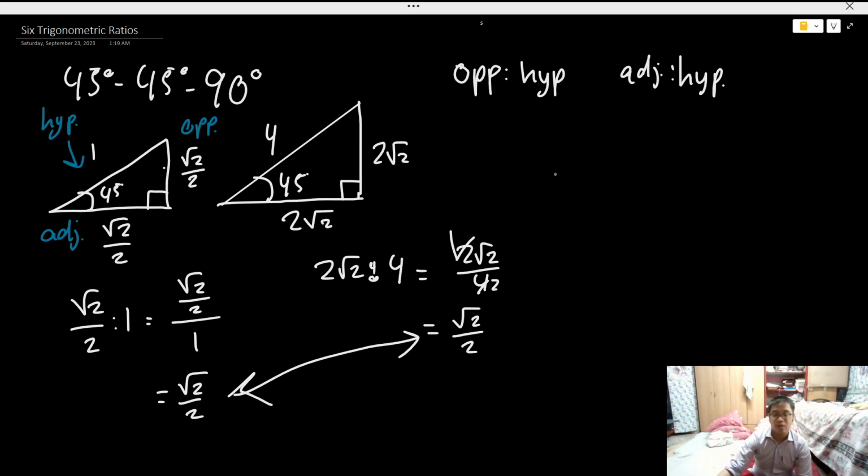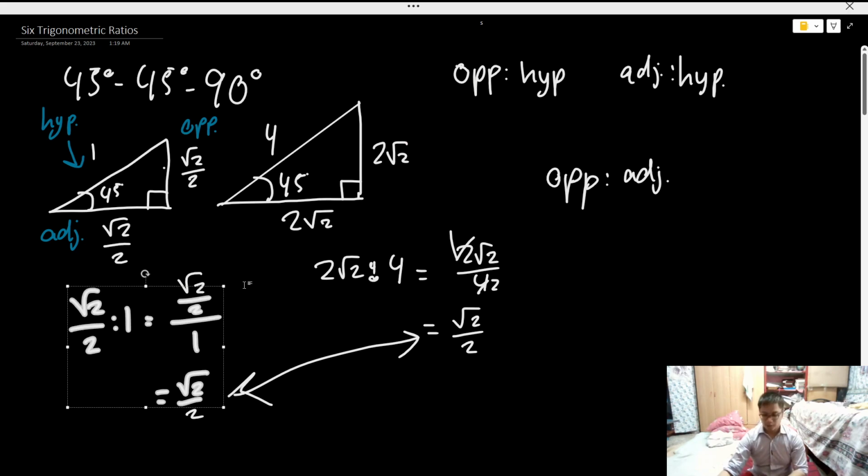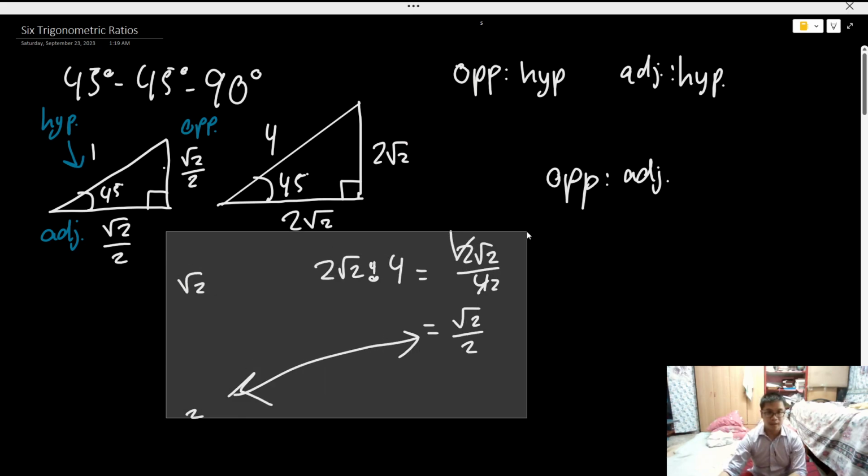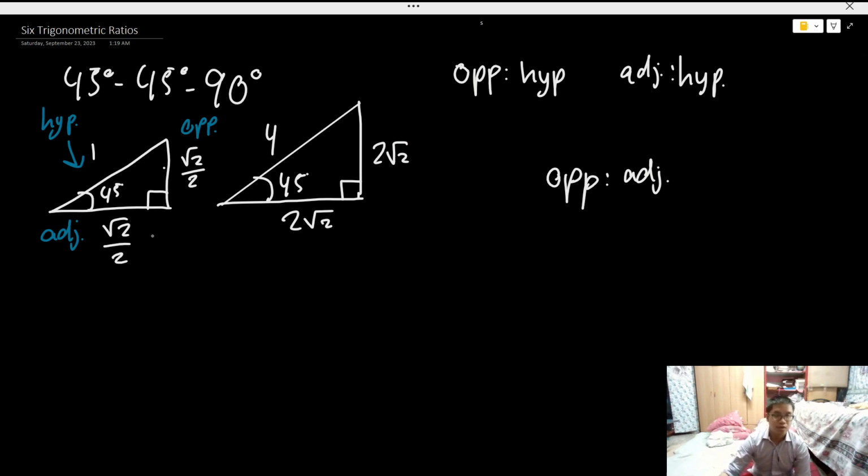Okay? Now, last but not the least, I would like to have the ratio of opposite to adjacent. Opposite to adjacent, how about that? So let me erase this one and this one. So the opposite and adjacent in this first triangle. We have the opposite, square root of 2 all over 2, and the adjacent is also square root of 2 all over 2. Now, if you're going to do it in a fractional form, it would look like this: square root of 2 all over 2 all over square root of 2 all over 2. So both sides of the fraction are the same. So it will result to 1.